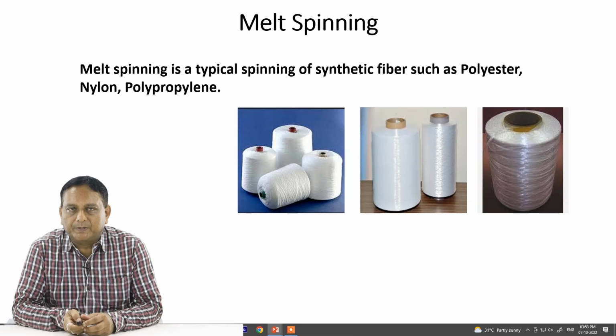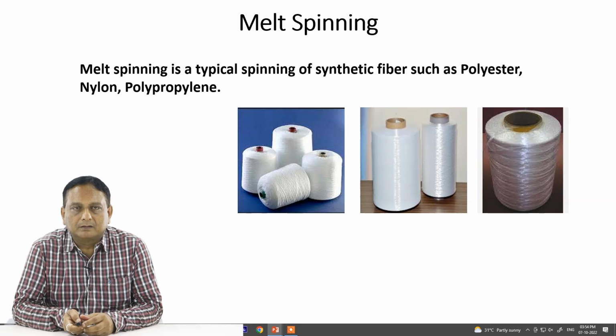So it is a typical spinning of synthetic fibers, as has been shown here: polyester, nylon and polypropylene. If we want to spin those fibers, you have to do it by melt spinning operations. Due to this, their properties are also different from the normal spinning material or the natural fibers. So it is totally a man-made fiber, that's why melt spun yarn. So how it works, let us see.